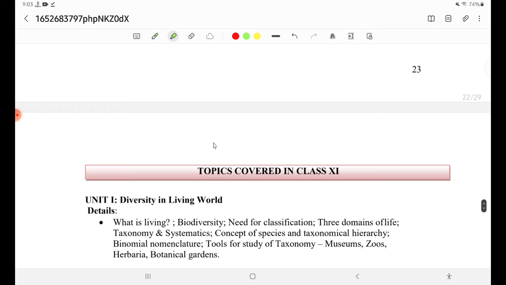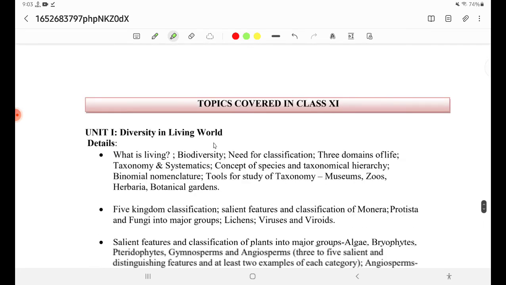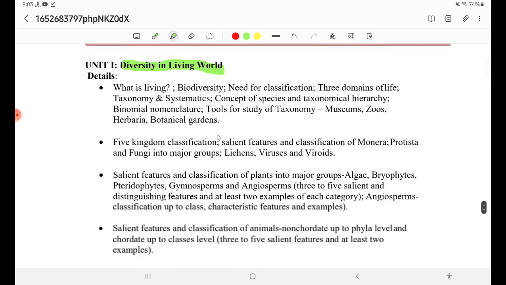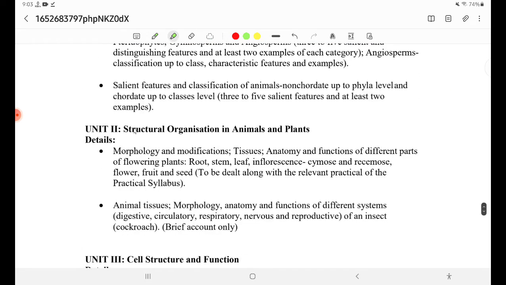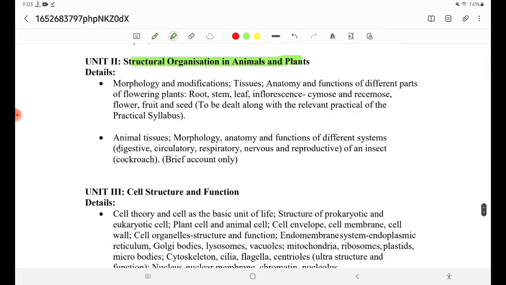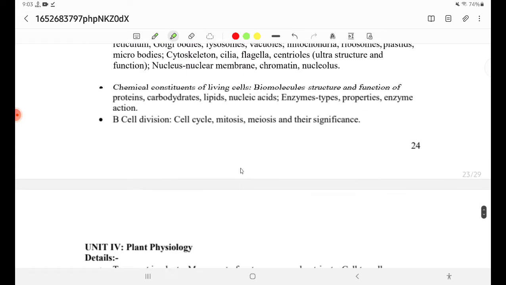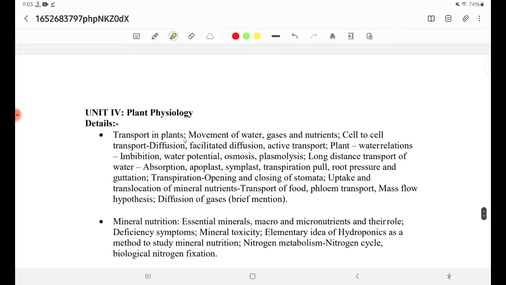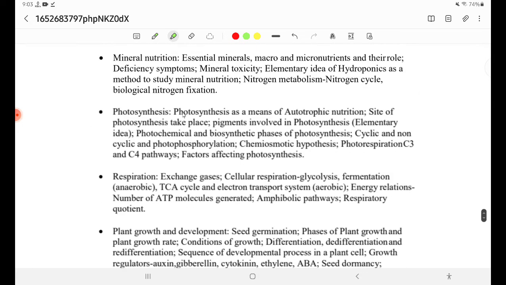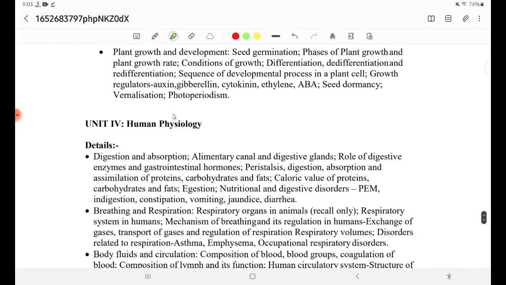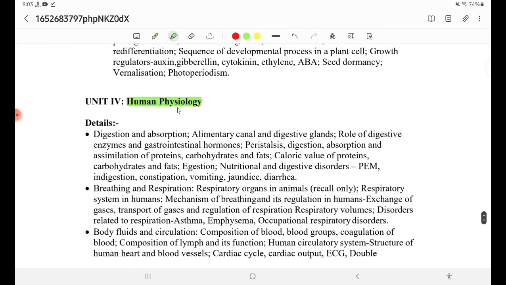In biology, the first chapter of 11th is diversity in the living world, and the second one is structural organization in animals and plants, and the third one is cell structure and functions, and the fourth one is plant physiology, and the human physiology. The fifth chapter is human physiology.